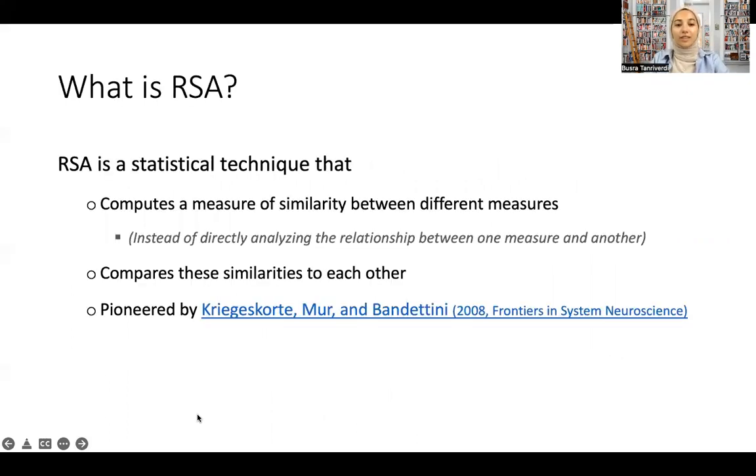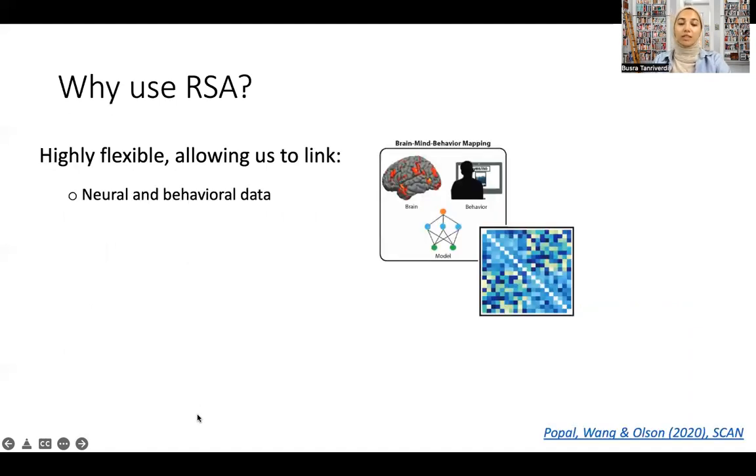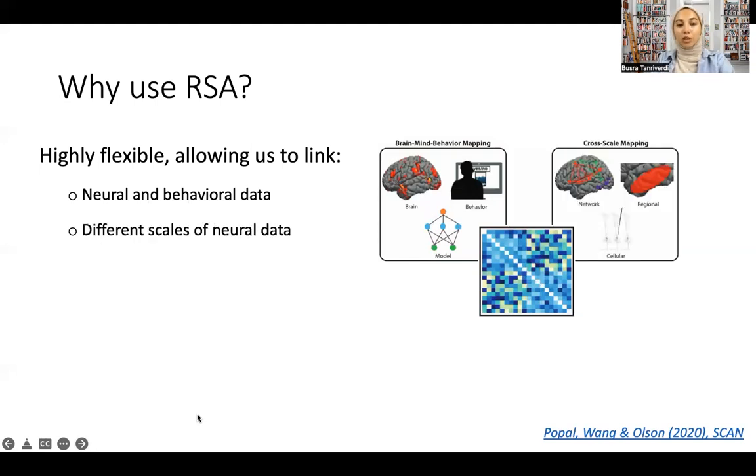RSA is a statistical technique that allows us to calculate similarity between different measures instead of directly analyzing the relationship between them. We then compare the similarities to one another for statistical significance testing. It has become an increasingly popular technique over the last 10-15 years, especially because it is highly flexible and allows us to link multiple sets of data. For instance, we can link neural and behavioral data together using RSA. Similarly, we can link different scales of neural data, such as from the cellular to network level.